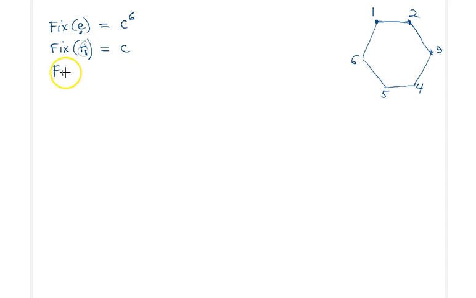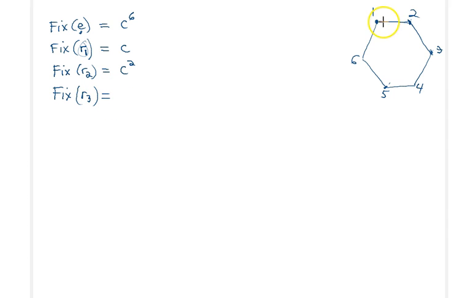Now fix of R2. Well, we already did it using the group notation, but we just realized it's C squared because 1, 3, 5 should be the same color. Similarly, 2, 4, 6 must be the same color, and there we go. How about fix of R3?